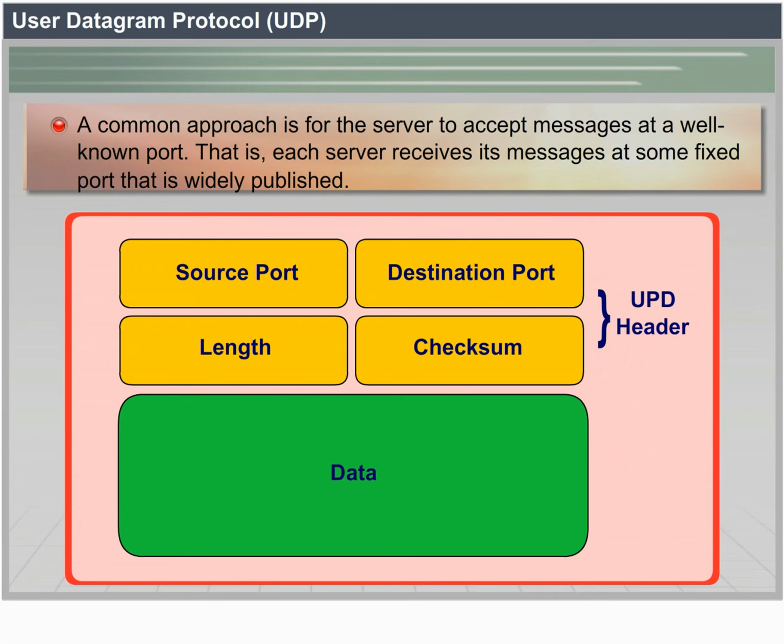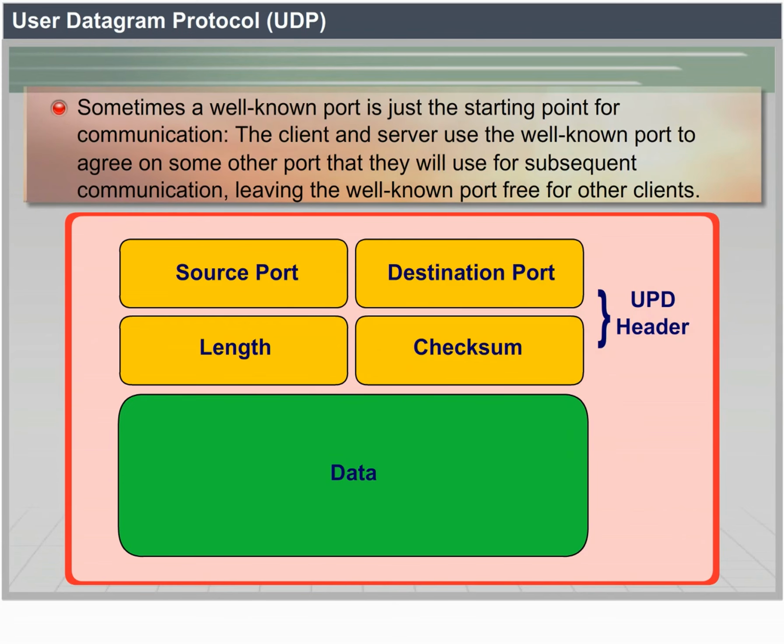Sometimes, a well-known port is just the starting point for communication. The client and server use the well-known port to agree on some other port that they will use for subsequent communication, leaving the well-known port free for other clients.